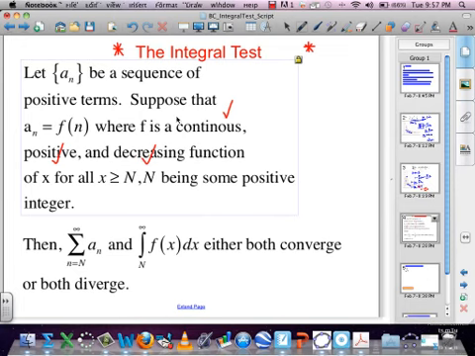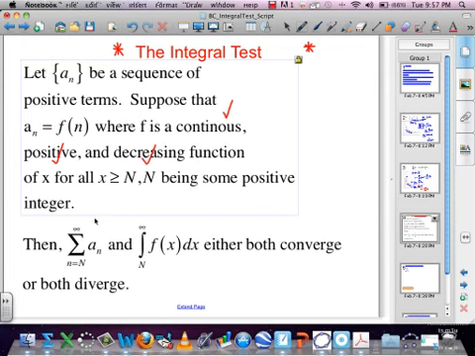And it says decreasing for some value of x. So in the beginning, you may get a little bit of increase, but eventually the function has to be decreasing forever, at some point. So there's the verbiage. It's all crazy, but basically your function's got to be three things: continuous, positive, and decreasing.